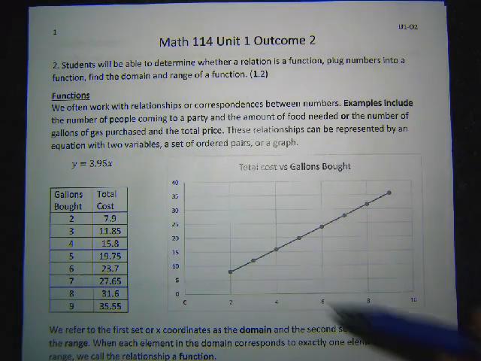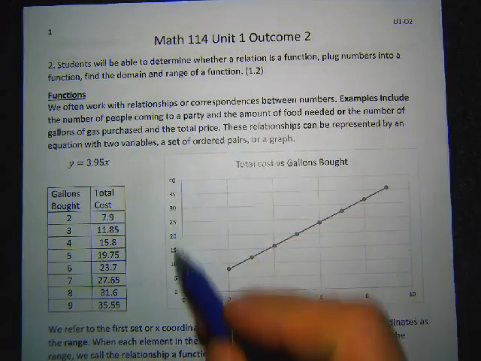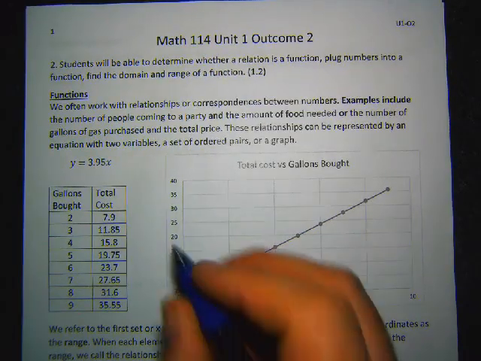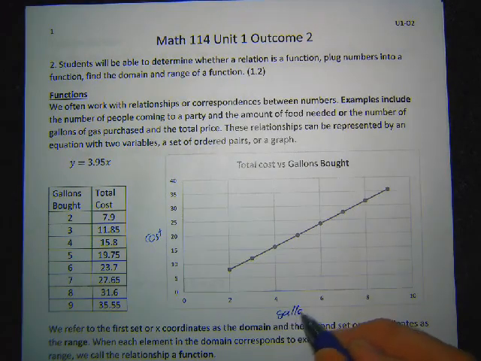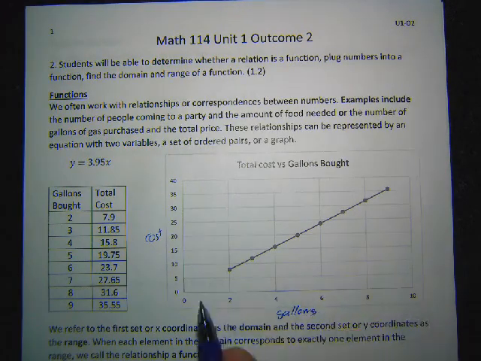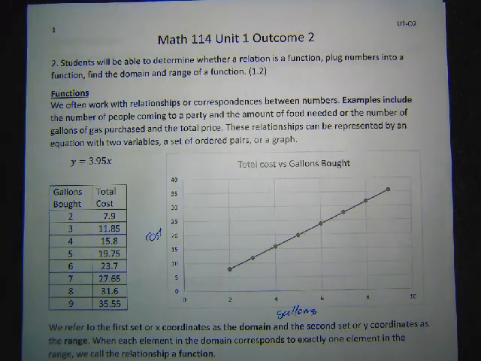Or it could be a graph. You have a graph like this where they show the gallons you're buying, how many gallons at the bottom, and then the price on the side. So this would be the cost and the gallons. And this chart shows again that the more gallons you buy, the higher your price. So these are all different ways to show functions. And so anytime you have a connection between two sets of numbers, you can be dealing with a function.